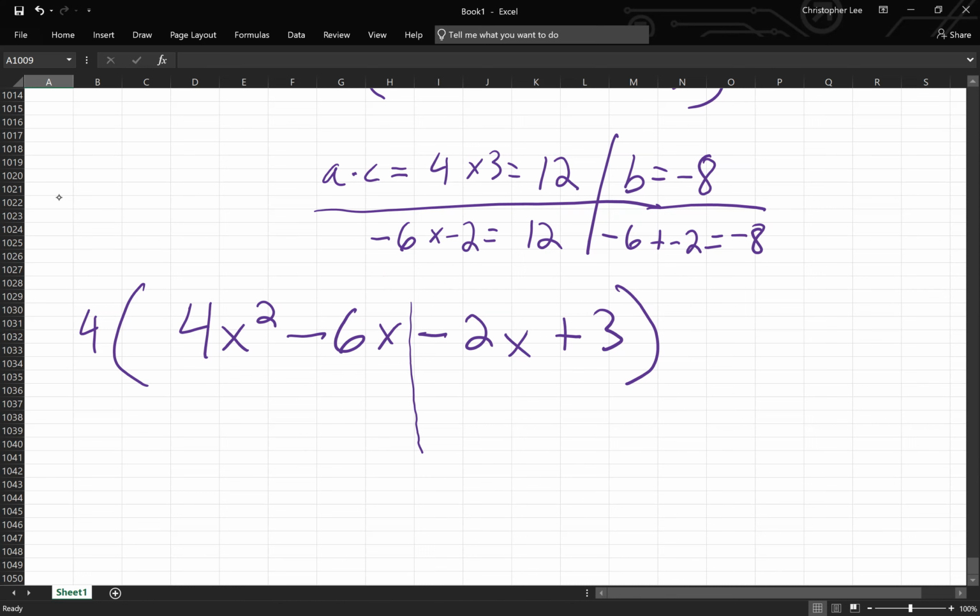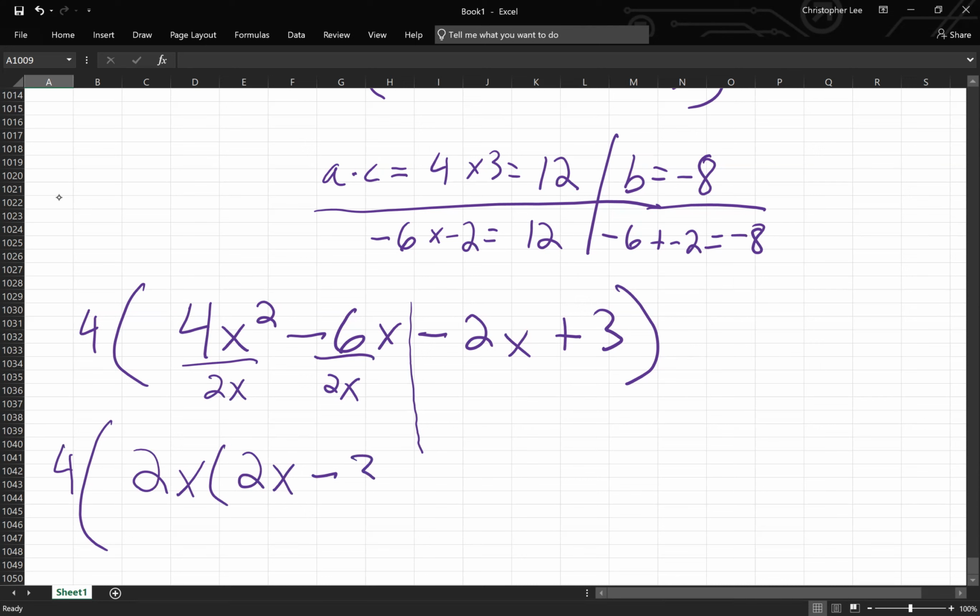So okay, we have 4x squared minus 6x. What's the greatest common factor there? 2x. Very good. So now when I factor out a 2x, what am I left with? Minus 3, right? Okay. All right. What about the second term? What's the greatest common factor there? No, not x. Close. -1. Now we're talking, right?